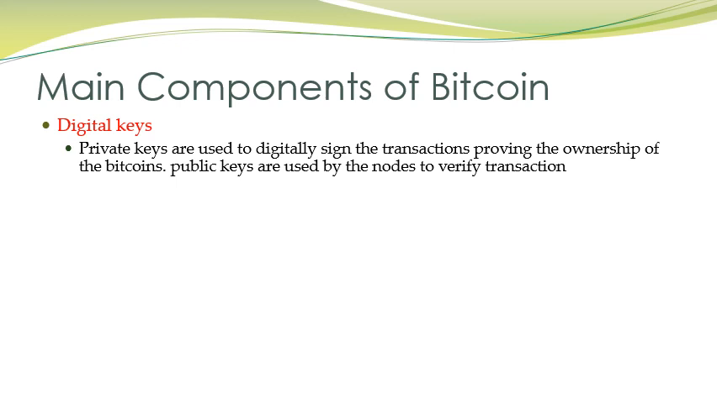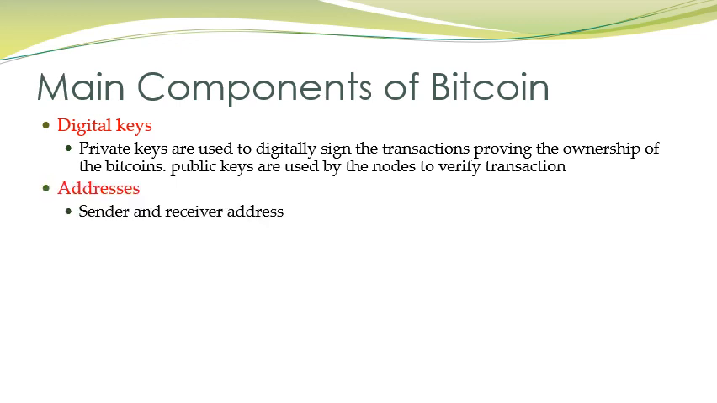Then we know the main components of Bitcoin. The first component of Bitcoin is digital keys. Digital keys are used to digitally sign the transactions, proving the ownership of the Bitcoins, and public keys are used by the nodes to verify the transaction. In coming slides, I will go through the details of all these components one by one.